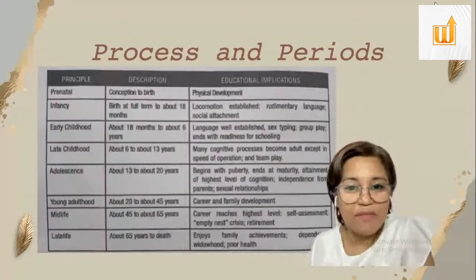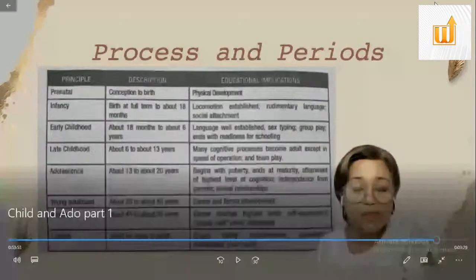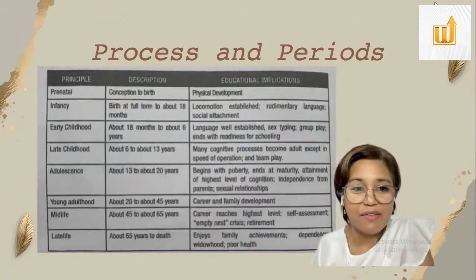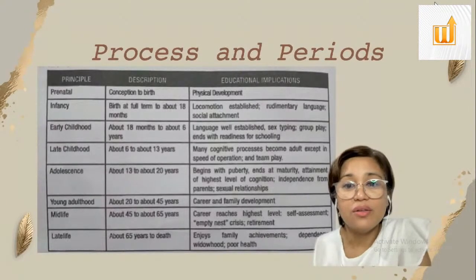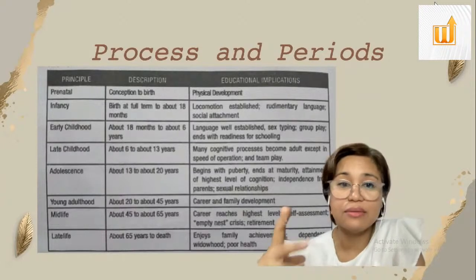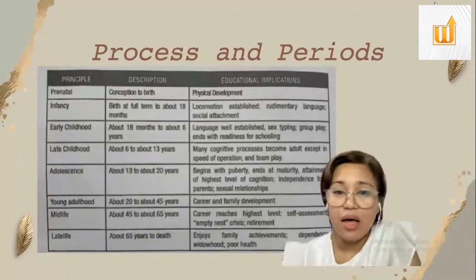Okay, so we have here different processes and principles of a child's development. We have the prenatal, so the description is its conception to birth, and we look at the physical development, know how that child develops in the prenatal care. How has the child have been taken care of by the parents?